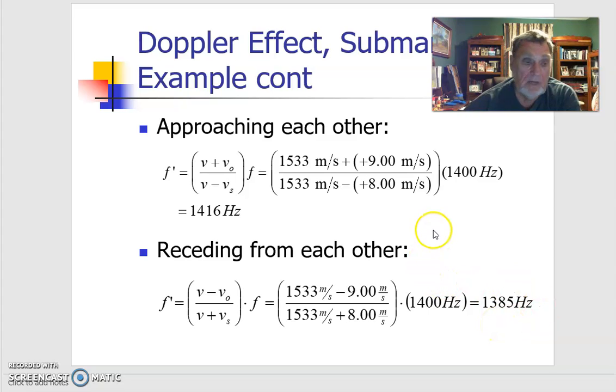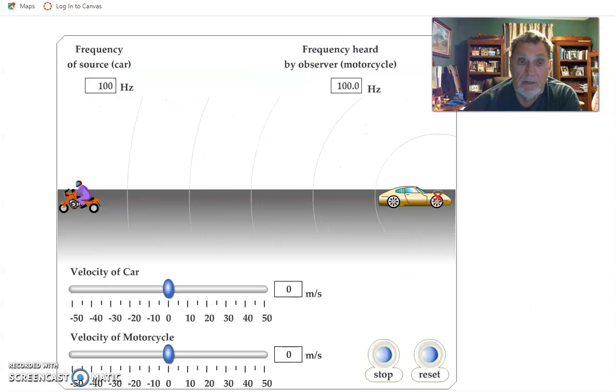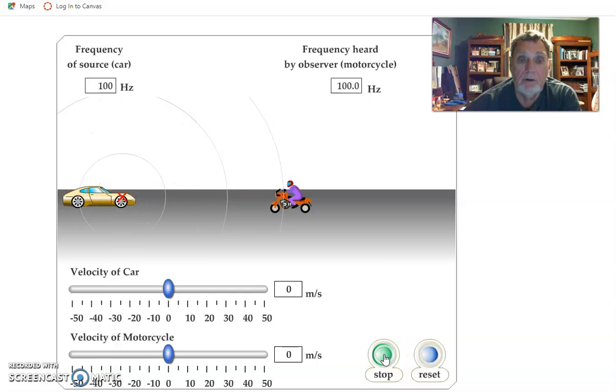And I'll work some more examples and post them. But the videos, the simulations really is where it's at, where you can visualize the physics that's going on here by moving one versus the other and watching what the sound waves do. The sound waves do the same thing in the air. Their velocity is going to stay the same.